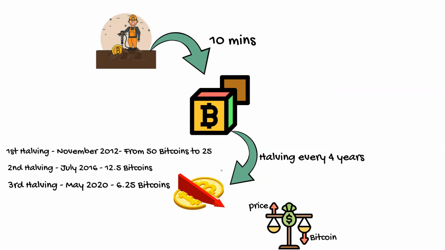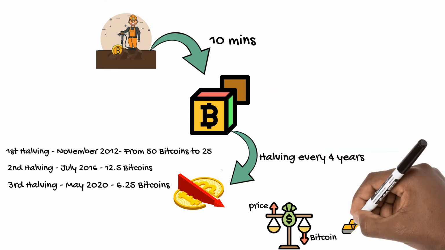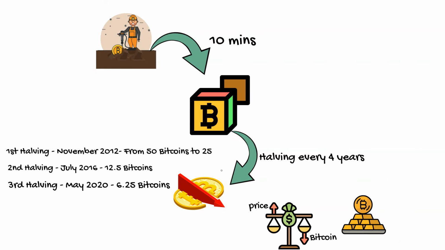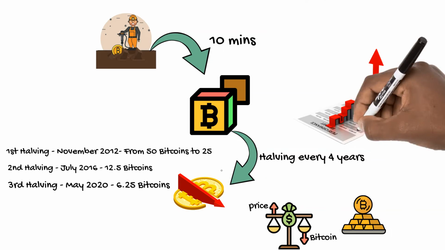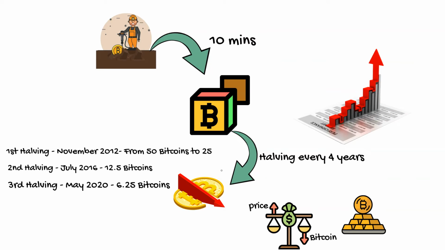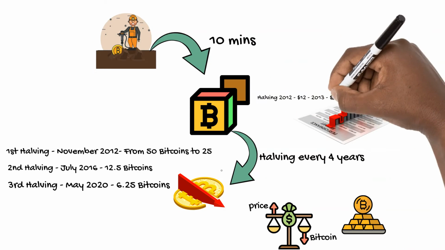That's why Bitcoin is also likened to gold. Because gold, you have to mine it, and it's not readily available. You can't print it. That's why people call Bitcoin digital gold, right? So, as it becomes more scarce, the price increases. And you'll notice when you look at Bitcoin charts that after every halving, the price just skyrockets.